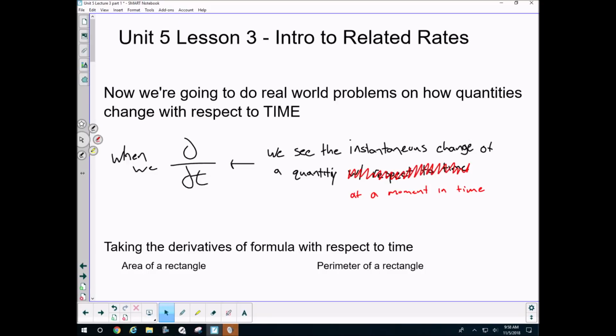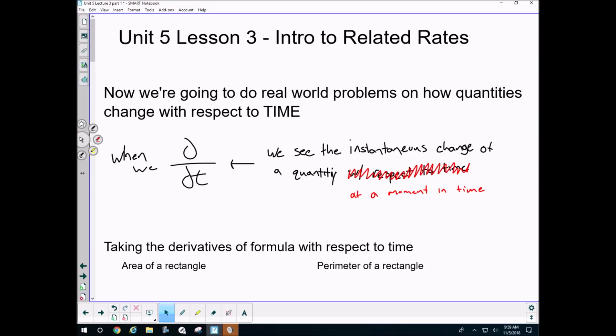Two days of calculus word problems, okay? We introduced the concept of taking a derivative with respect to time. When we do this, we are going to find how quantities are changing at a moment in time, like areas, volumes, distances. That is all we're going to look at with these calculus word problems.